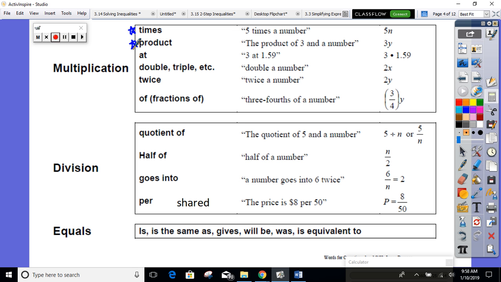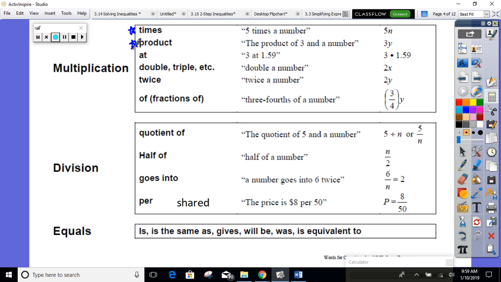When we subtract two numbers, we get a difference. When we multiply two numbers, we get a product. "At" is not used very often. You might have, say, you're buying 3 things at $1.59 apiece, then you would multiply 3 times $1.59. But that you're not going to see as much.